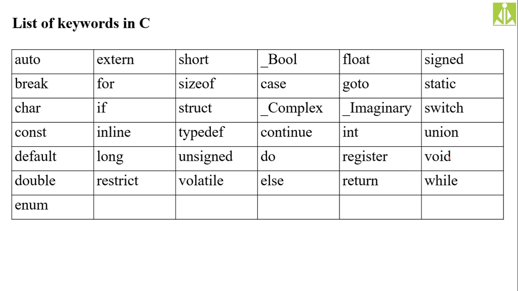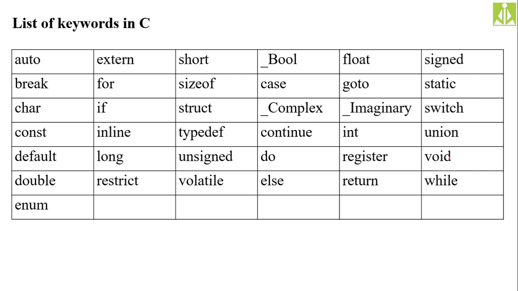First we have auto, then break, char, const, default, double, enum, extern, for, if, inline, long, restrict, short, sizeof, struct, typedef, unsigned, volatile, bool, case, complex, continue, do, else, float, goto, imaginary, int, register, return, signed, static, switch, union, void, while.